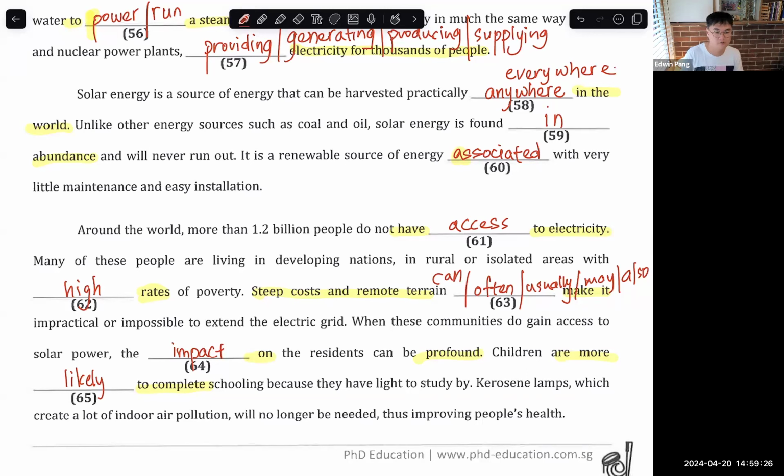There's no judgment of whether it's fortunate or unfortunate. So Stephanie, no, unfortunately. 65, children are more able, no. More likely, I'm talking about the percentage chance that they can complete, not about their ability. So no, able is not acceptable.